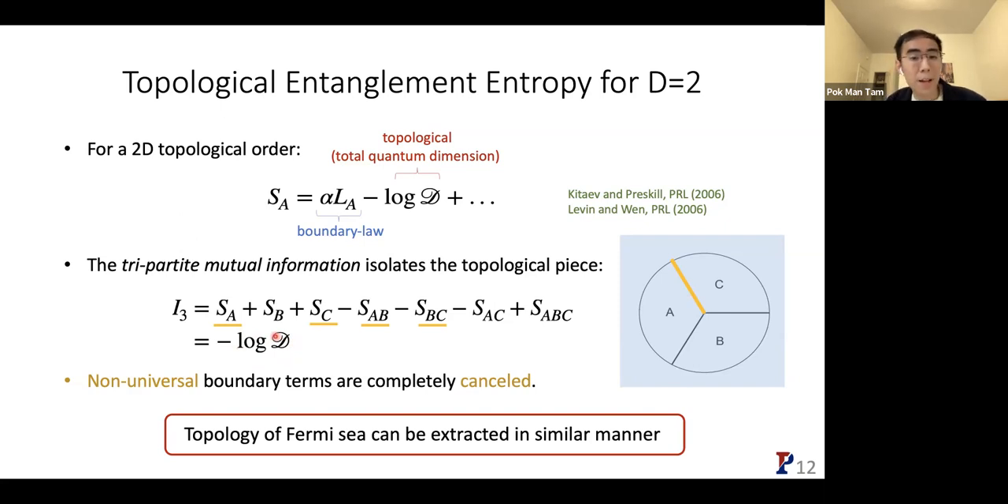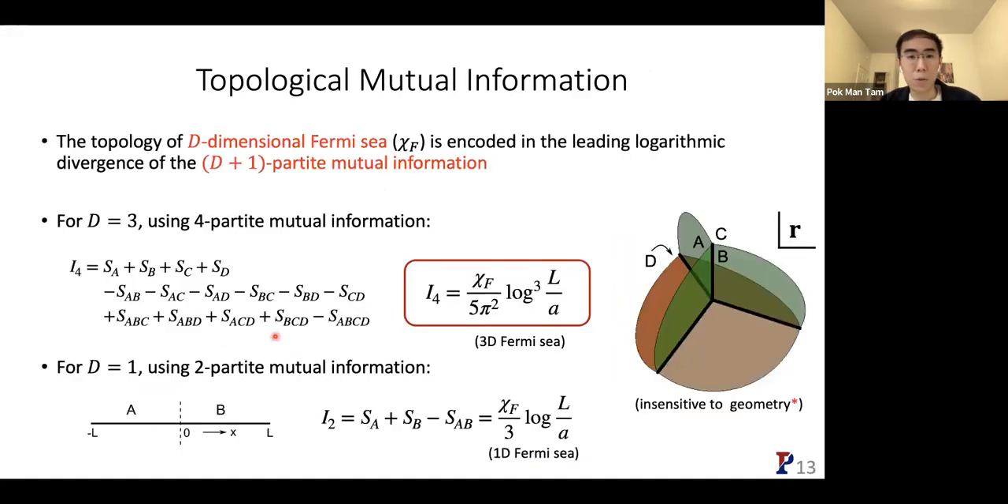In the following, I'm going to argue that the topology of Fermi surfaces can be extracted in a similar manner by considering some linear combinations of entanglement entropies that extract the intrinsic entanglement between multiple regions, so that the non-universal pieces are canceled out and the topology of the Fermi surface will be encapsulated in that entanglement measure. So let me give you the general results that we realized.